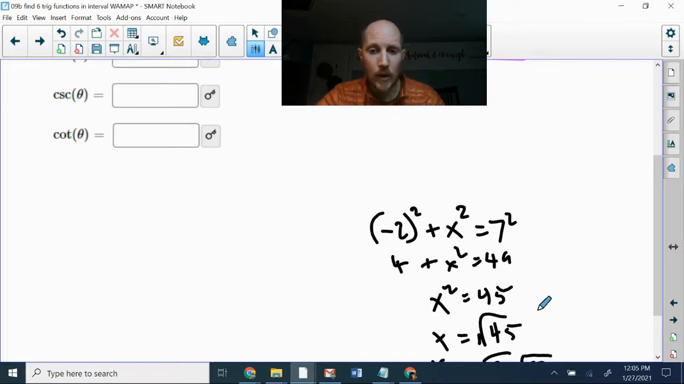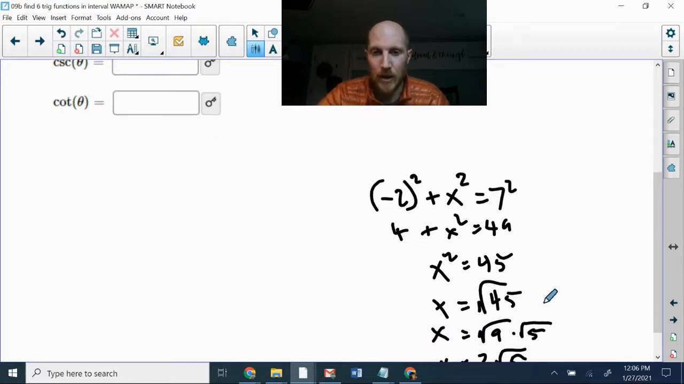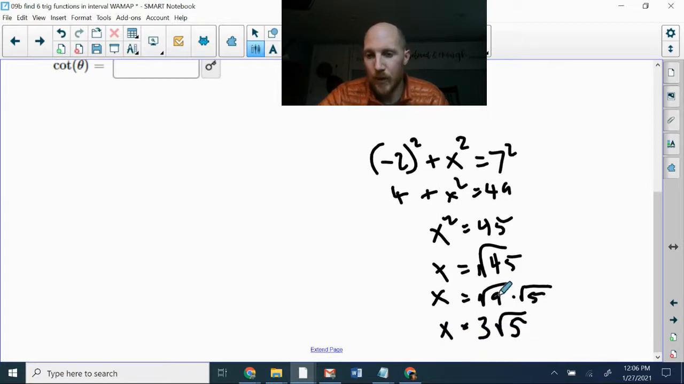You could go ahead and use that. I'm going to continue to simplify that radical. I'm going to break 45 apart into the factor pair that involves the largest perfect square possible. So it's going to be the square root of 9 times the square root of 5. Simplify the square root of 9 to get x equals 3 radical 5. So both of these are equivalent.